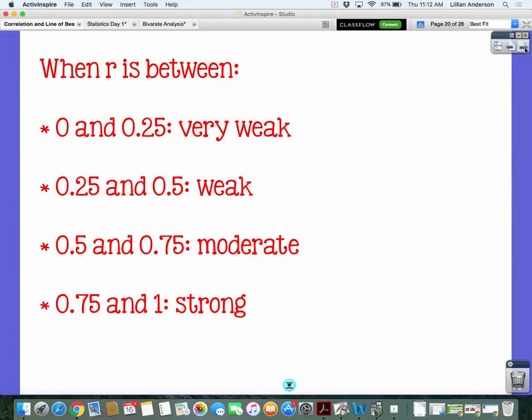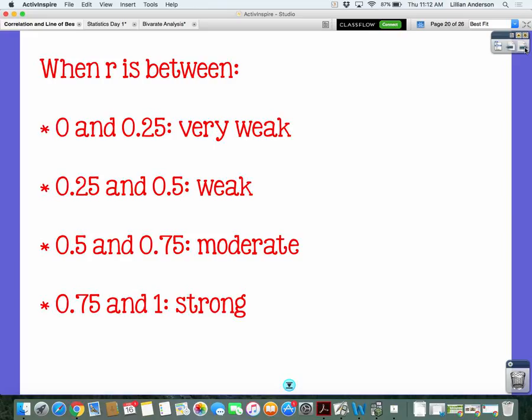All right, now, if r is between these particular values, then this is exactly how you can determine if it's very weak, weak, moderate, or strong. If we fall between 0 and 0.25, that means we are very weak. If it's between 0.25 and 0.5, it is weak. If r is between 0.5 and 0.75, then that means we're moderate. And then if it's between 0.75 and 1, that means that it is strong.